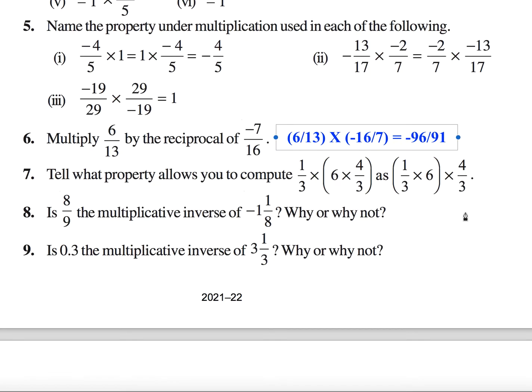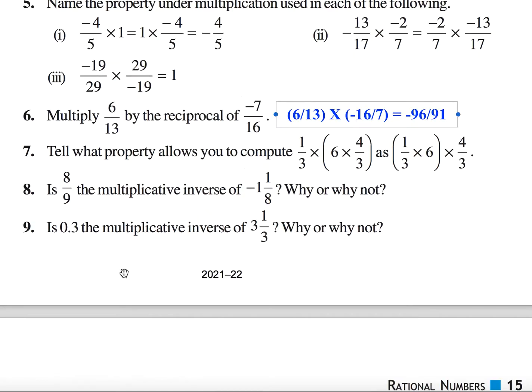Associativity. Okay. So is 8 by 9 the multiplicative inverse of minus 1 by 8? Right, 9 by 8? No, no, no. Why? Because when you multiply these two, the result should be 1. It is minus 1 in this case. That's why it is not the multiplicative inverse.